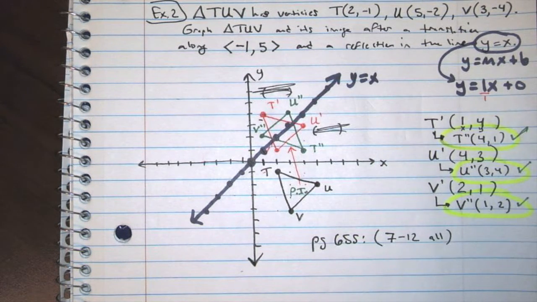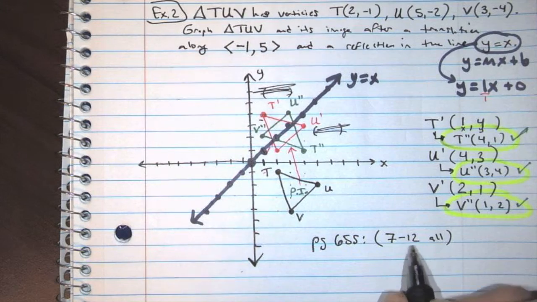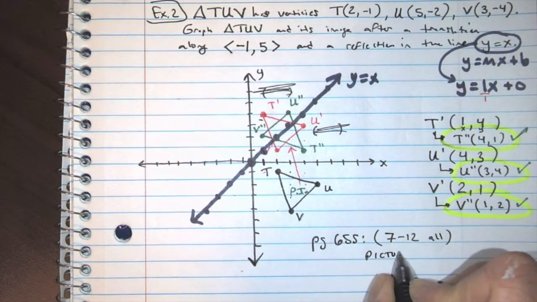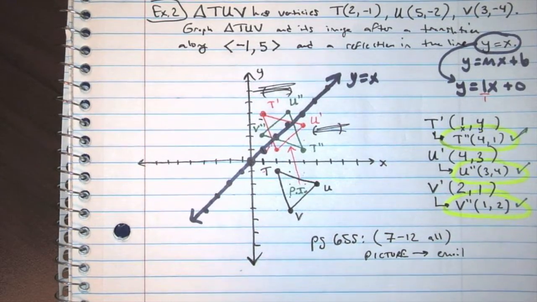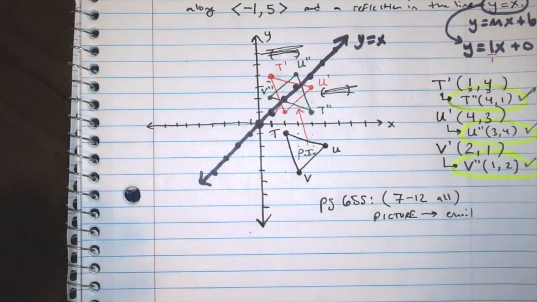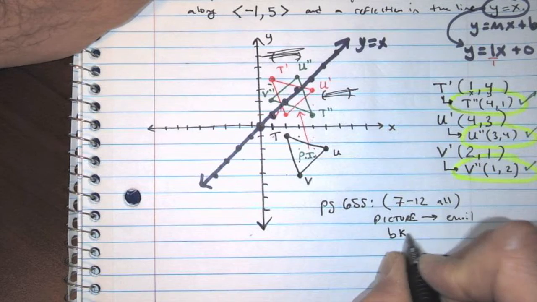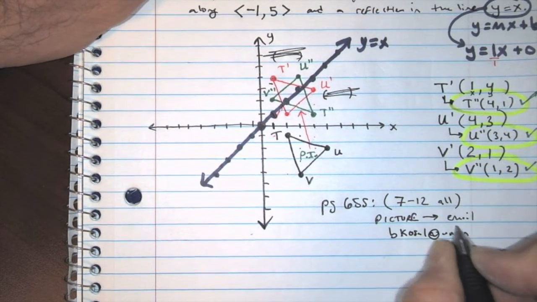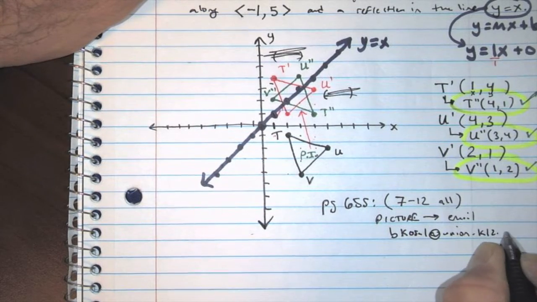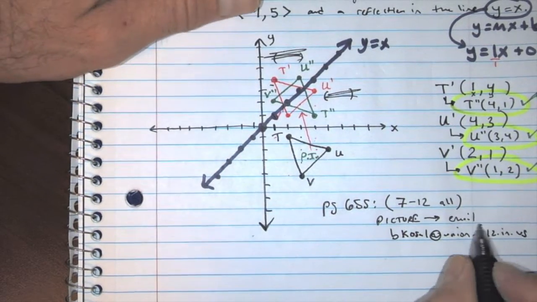I am going to have you submit this to me. Once again, same thing as the review guide, the chapter 8 review guide. When you are finished with this, I'd like you to take a picture of it, and send it to my email. If you don't know my email, it's on the school website, bkosal@union.k12.in.us. It's on the website.